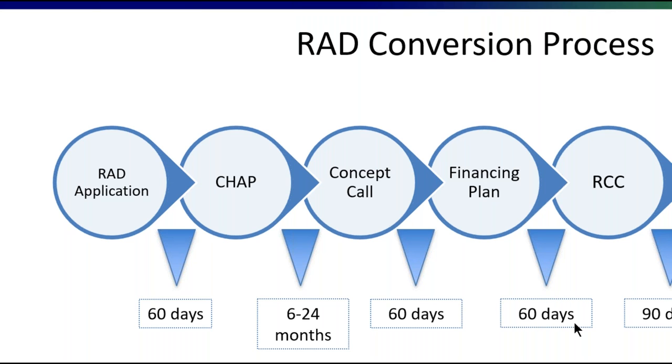It's really just to get them started, and within 60 days, HUD issues them a CHAP, a commitment to enter into a HAP contract. This CHAP reserves the PHA's authority to convert under RAD, because remember, we have a cap currently at 455,000 units. So the CHAP is their ticket: just in case we've exceeded that cap by the time they've converted, they've got a ticket to convert.